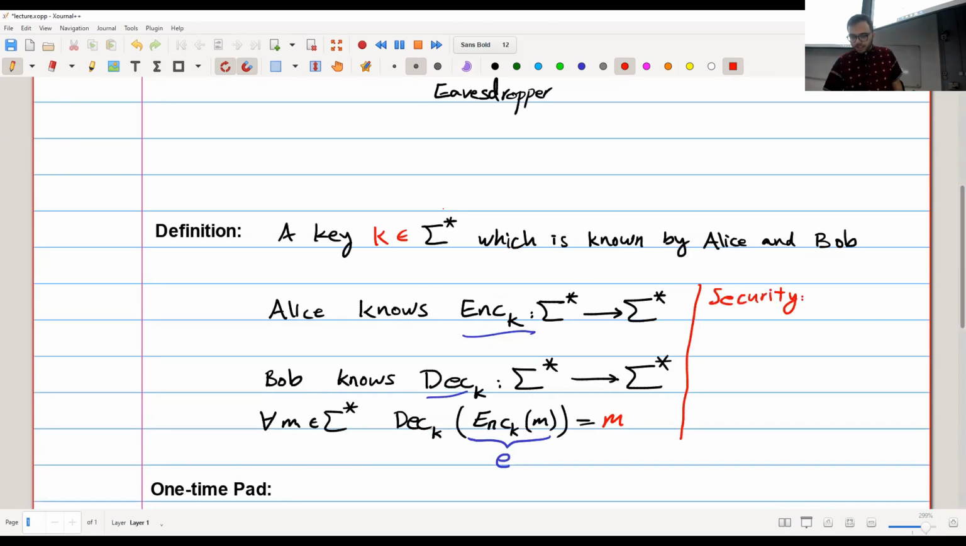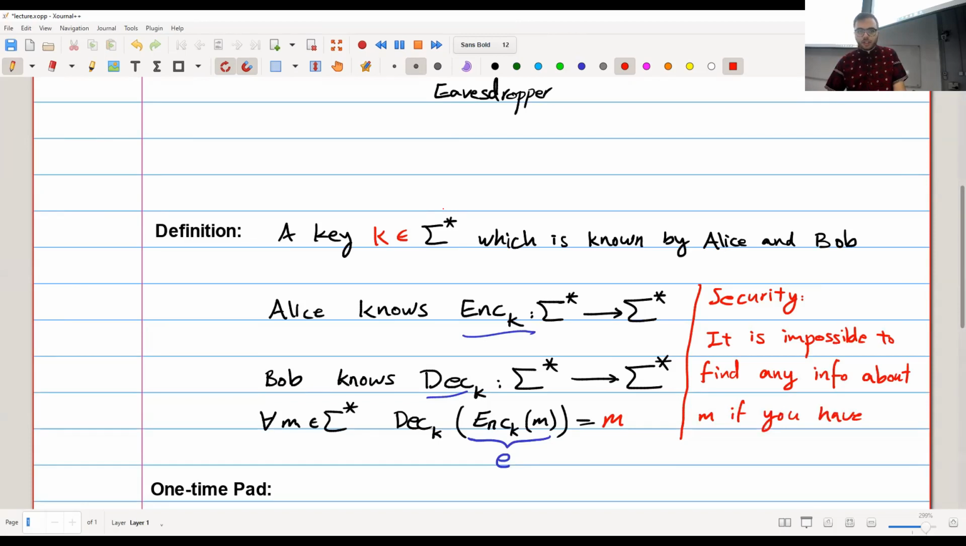And the security property is this. It is impossible to find any information about the secret message M if you have the encrypted message E, but not the key K. So, of course, if you have the key K, you can just run the decryption process and get back your message M. But the idea here is that if you don't have the key, you should not be able to find any information.